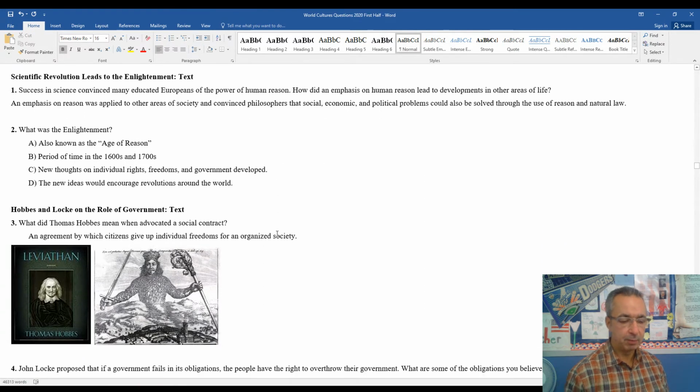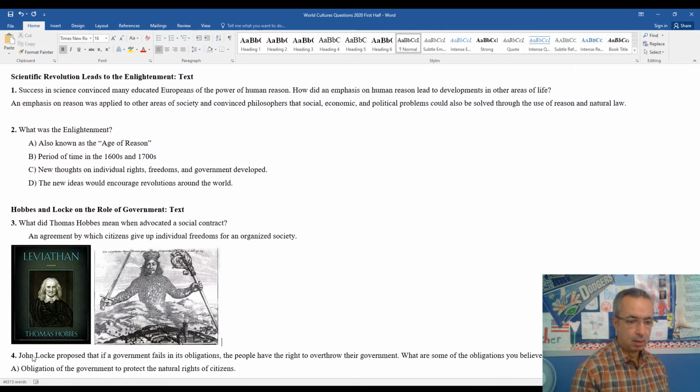All right, so one of the first people we'll take a look at now is Thomas Hobbes. What did Hobbes mean when he advocated a social contract? Well, he advocated a social contract in that an agreement where citizens often would give up some of their individual rights and freedoms for an organized and chaos-free society. So he argued that sometimes you surrender these rights to the government. In return, the government provides protection and a better life for you.